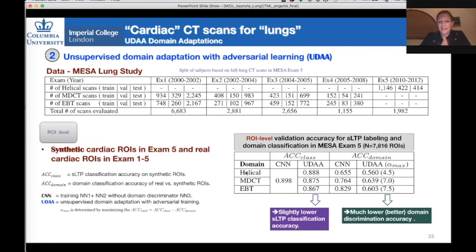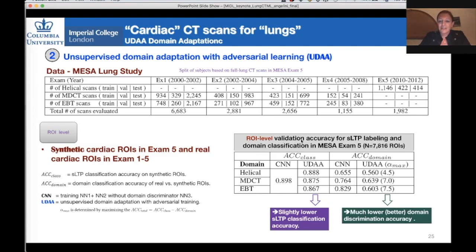What we call CNN here is just using the first 2 networks without any domain discriminator encoded in NN3. The last thing I'll mention here is that this alpha max was optimized and determined by maximizing the total accuracy, which is the accuracy of the classification minus the accuracy of the domain discrimination. And this minus here is important because the whole concept is that you want to work with features that are invariant across domains, so that are not capable of training a good discriminator between domains.